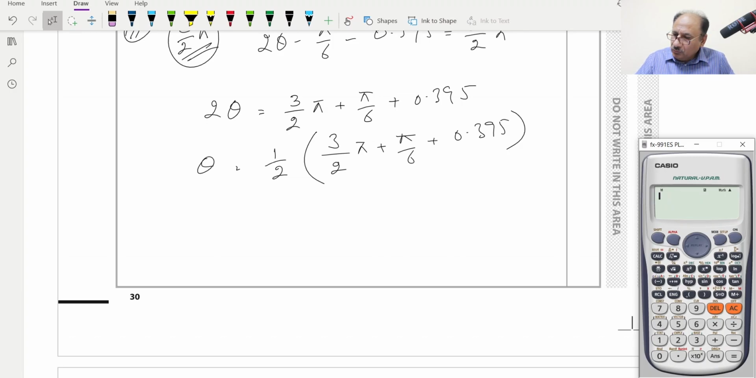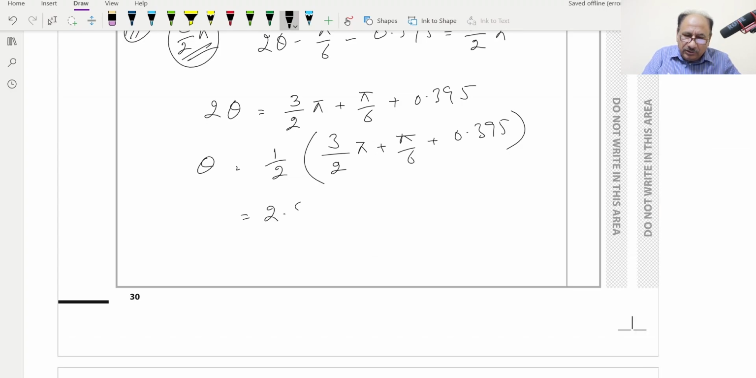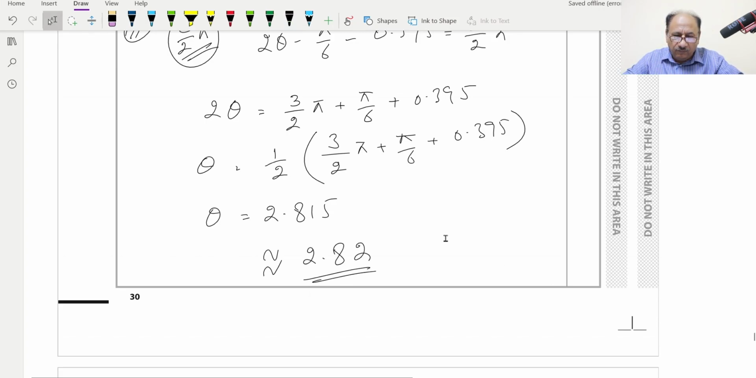3 over 2 pi plus pi over 6 plus 0.395 gives us 5.630, and we have to divide this by 2. Divided by 2 is equal to 2.815, which we can write approximately. So theta will be approximately equal to 2.82. This will be the value for this one.